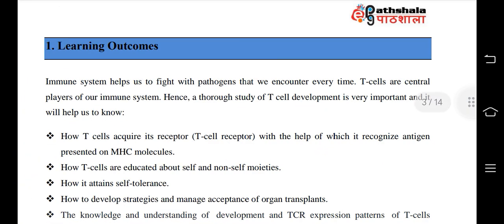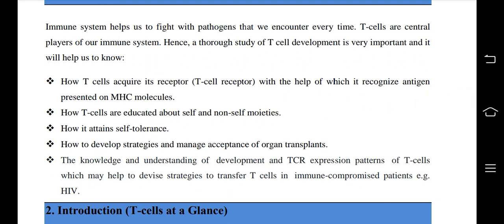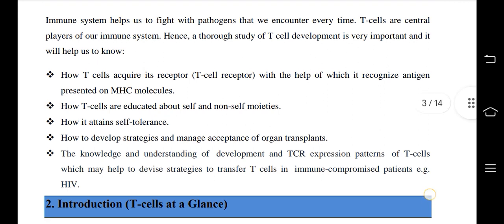The immune system helps us to fight pathogens that we encounter every time. T cells are central players of our immune system. Hence, a thorough study of T cell development is very important. It will help us to know how T cells acquire their receptor, the T cell receptor, with the help of which they recognize antigen presented on MHC molecules, how T cells are educated about self and non-self moieties, how they attain self-tolerance, and how strategies are developed to manage acceptance of organ transplants. The knowledge and understanding of development and TCR expression pattern of T cells may also help to devise strategies to transfer T cells in immune compromised patients, such as in HIV.